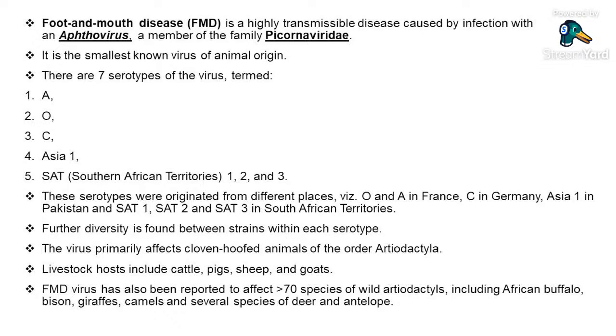Likewise, the livestock hosts which are affected by the disease are cattle, pigs, sheep, and goats. Many wildlife species are also affected, like deer, antelope, African buffalo, and giraffe. But it mainly affects the Artiodactyla order.